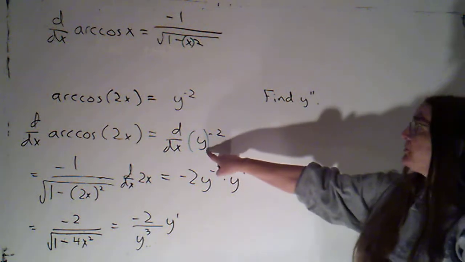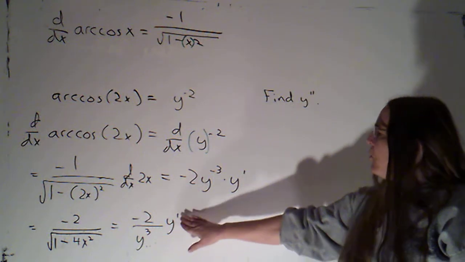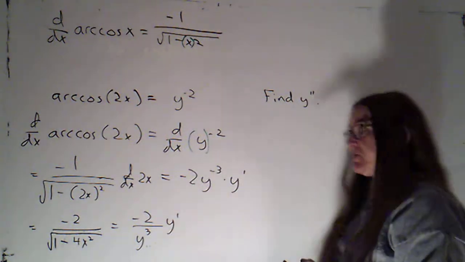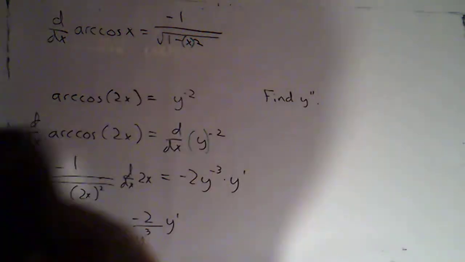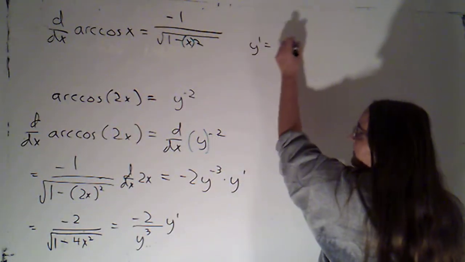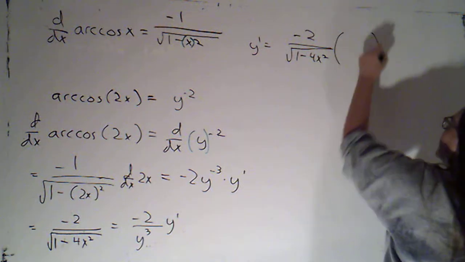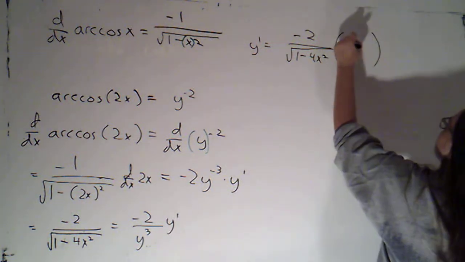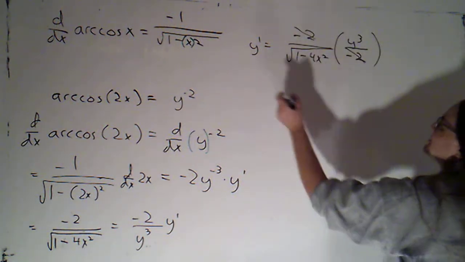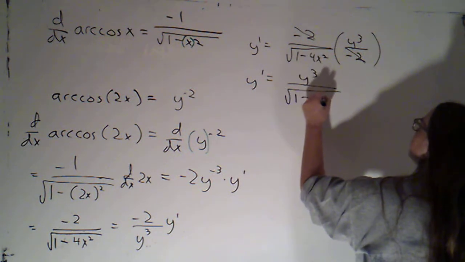Okay, now there was only one y in the original equation, so there's only one y prime. That's appropriate. When I solve for y prime, I basically want to divide by this fraction, which is going to have me multiplying by the reciprocal. So I'll be able to say that y prime is negative 2 over root 1 minus 4x squared times the reciprocal of this fraction, which would be y cubed over negative 2. That's actually fairly nice. Those negative 2's cancel, so y prime is just y cubed over root 1 minus 4x squared.